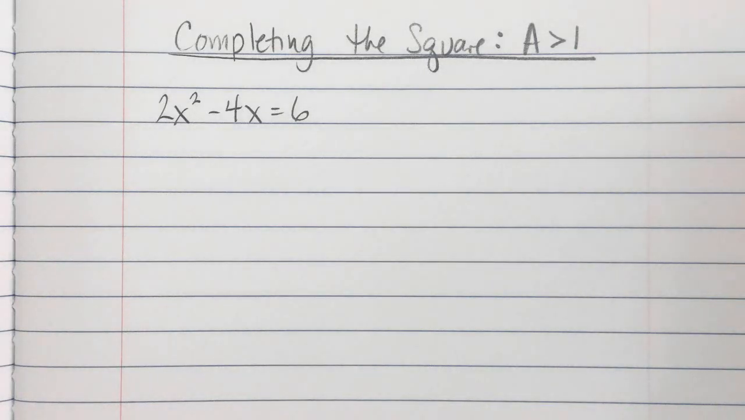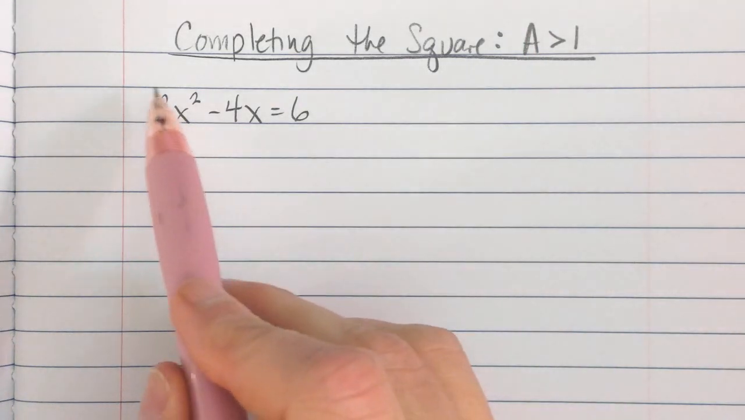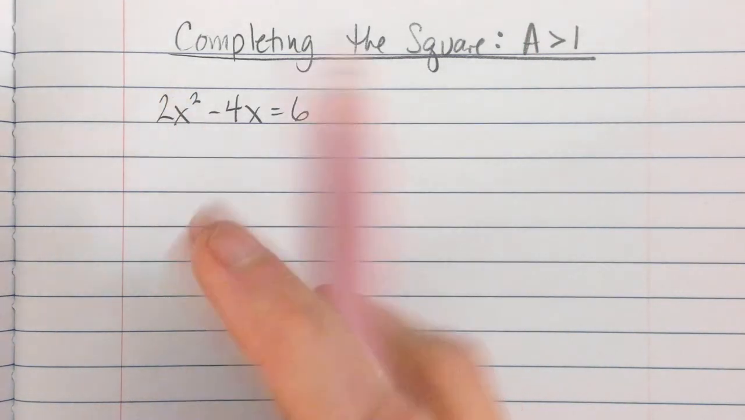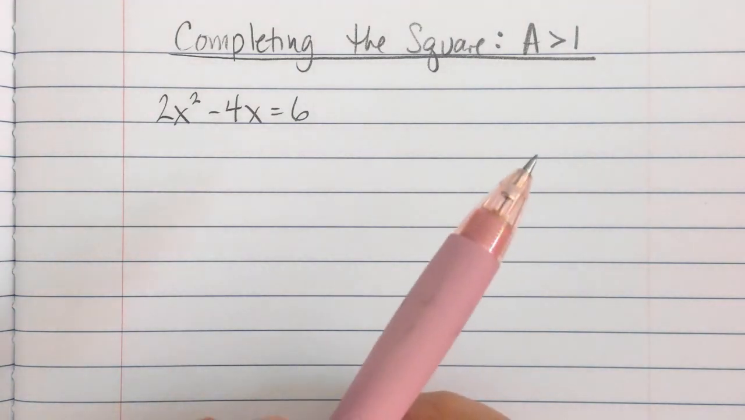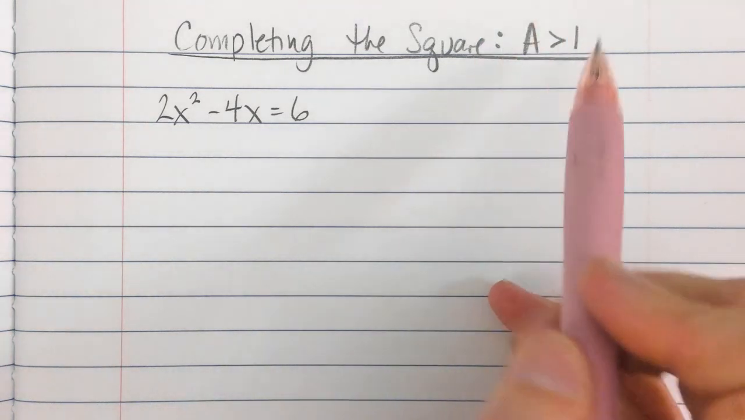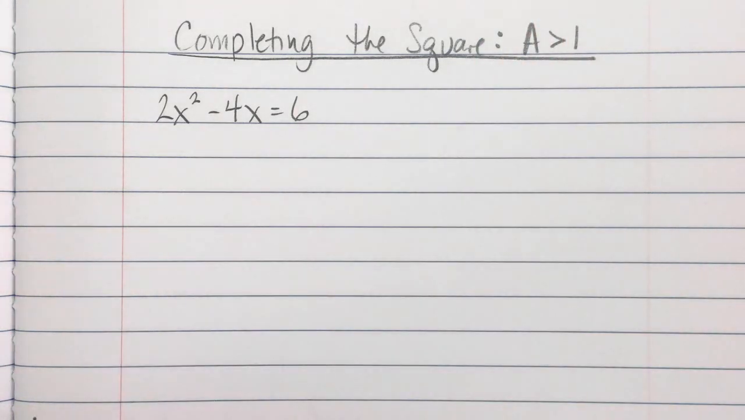Okay, so in the previous video, we talked about completing the square, and all of our a values were 1. There are two different kinds of problems that we might see when a is greater than 1, or a is not equal to 1. This is the first kind.